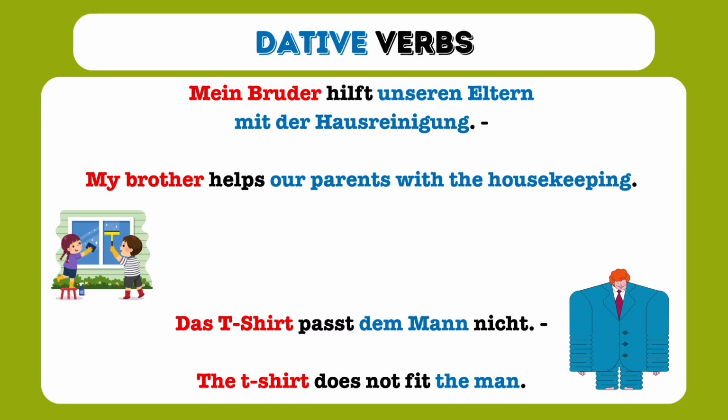My brother is helping someone. That someone is the direct object. Normally the direct object is shown in the accusative case, but because the verb helfen requires the dative case, we say unseren Eltern instead of unsere Eltern.